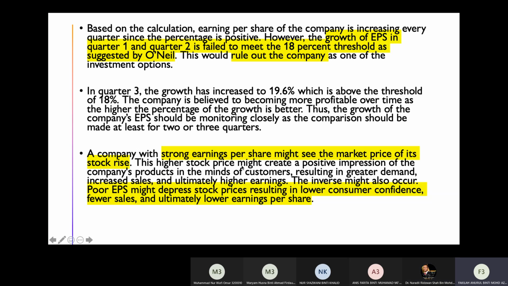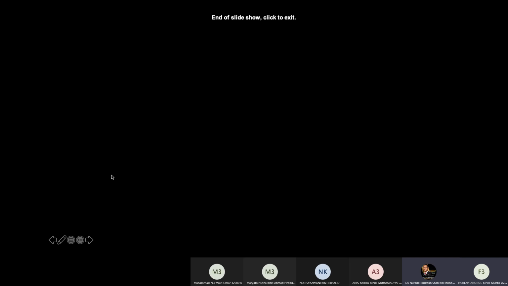So a company with strong earning per share might see the market price of its stock rise, and the stock price might create a positive impression of the company's product in the minds of customers, resulting in greater demand, increasing sales, and ultimately higher earnings. In inverse, poor EPS might depress stock price, resulting in lower consumer confidence and fewer sales, and ultimately lower earning per share. So that's all for current earnings growth.